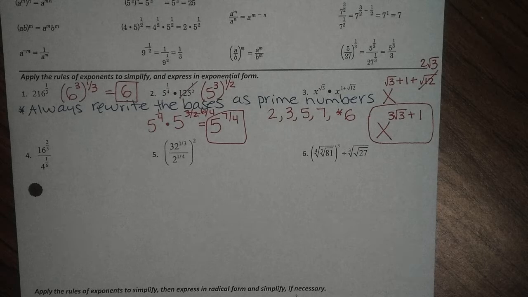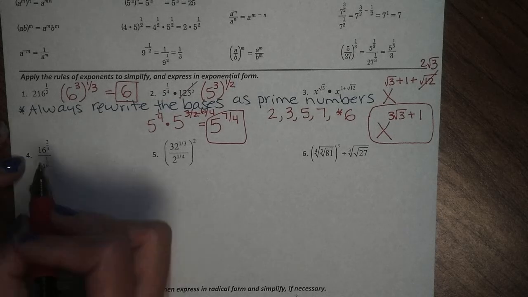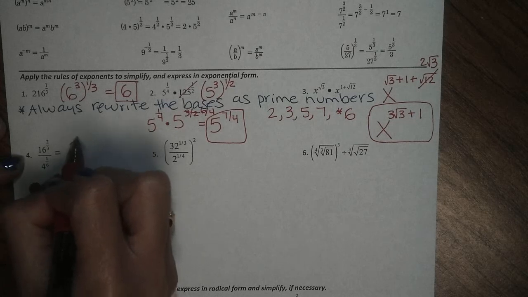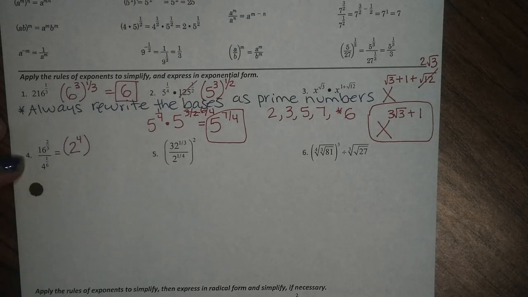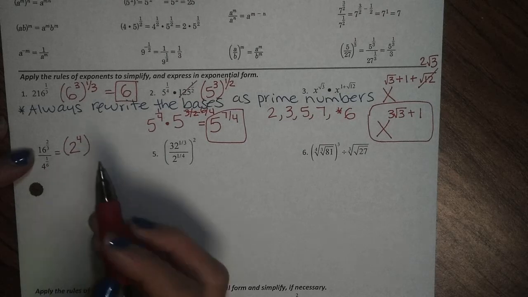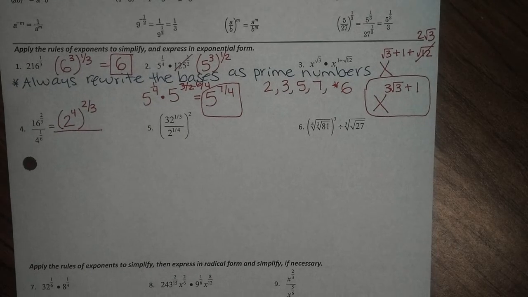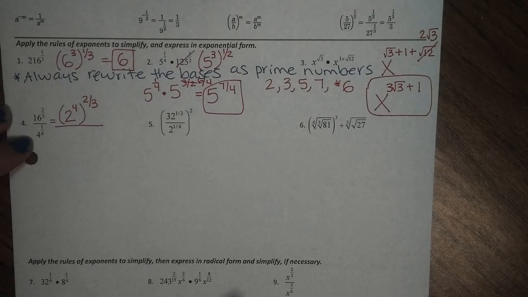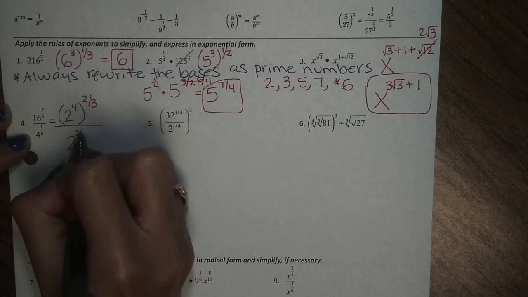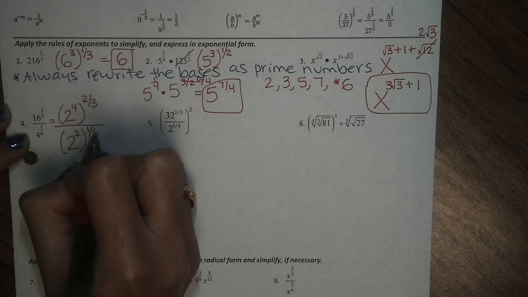Yeah, let's keep working. Number 4, rewrite it as prime numbers. It's going to be best if you just rewrite it as prime numbers. So let's do 16. 16 is going to be 2 to the 4th. So let's rewrite it as a 2 because that's a prime base. 2 to the 4th, that's 16. And that's being raised to a 2/3. And then on the denominator, I have 4 to the 1/6. So instead of putting a 4, write it as a prime base, so 2 squared to the 1/6. I'll give you a minute to write that down.